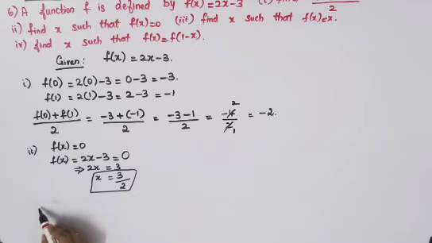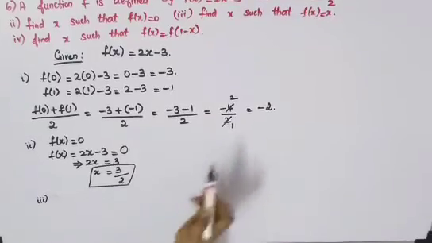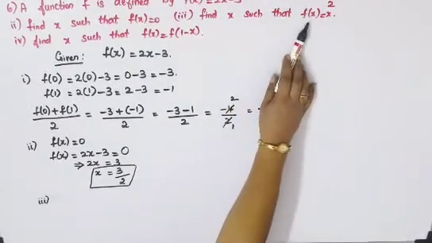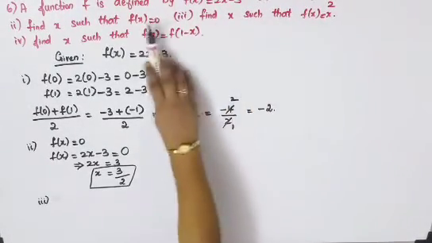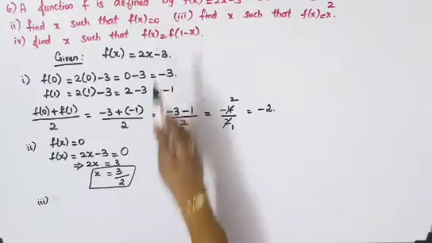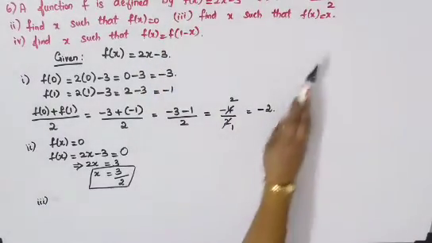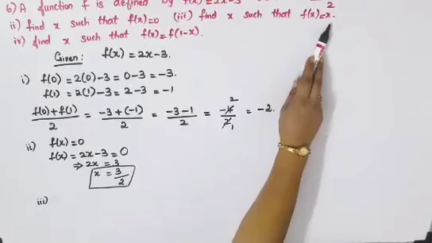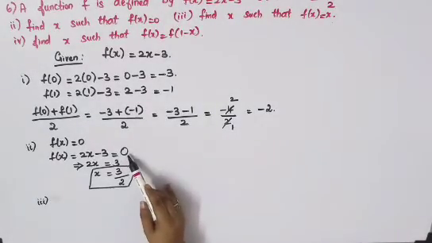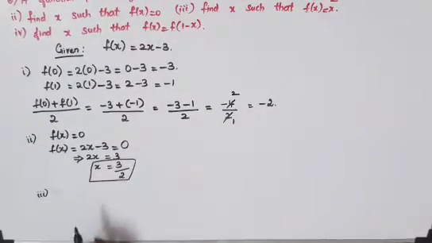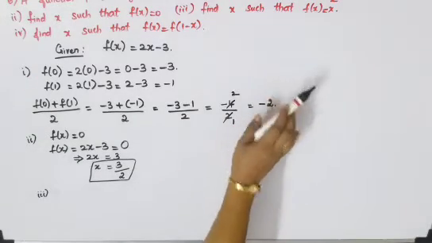Okay. Now the third subdivision, find x such that f of x is equal to x. Before they have given f of x is equal to 0, so we have given 0 here. Okay. Now they have given f of x is equal to x. So in the place of 0, we will have to give x. Okay. The third condition, they have given f of x is equal to x.